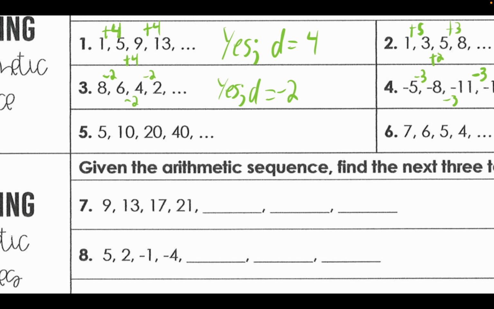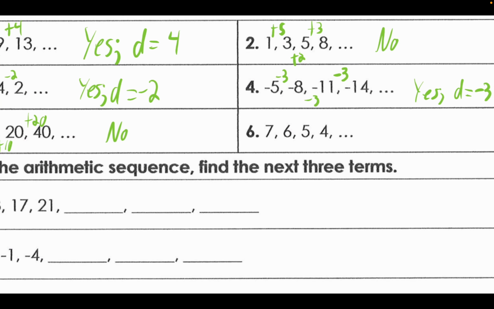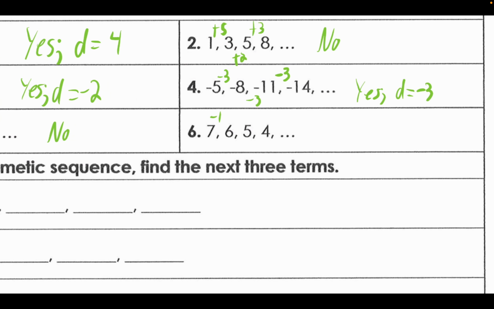Number 5 here, we add 5, add 10, that's enough to already tell us the answer, add 20, and no, it's not an arithmetic sequence, it's not a common difference every time. Number 6, subtract 1, subtract 1, subtract 1. Yes, this is an arithmetic sequence with the common difference of negative 1.